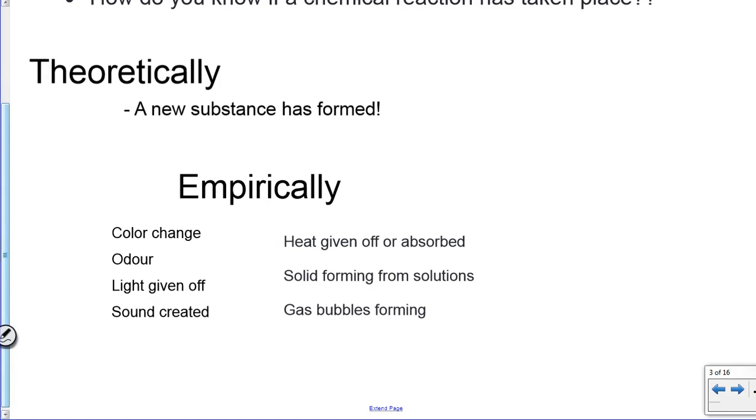Now, the theoretical is that a new substance has formed. The empirical is what we actually see. We actually see color change. We actually see odor. Is this starting to sound like junior high? It should. You guys know this.